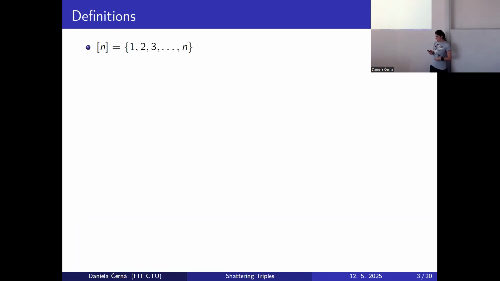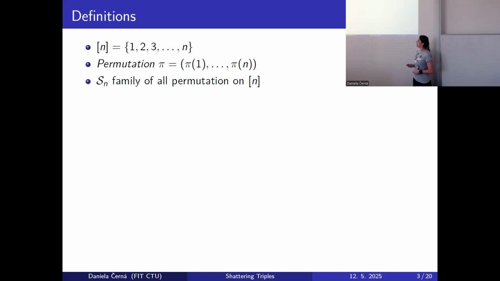So first, by [n] I will just mean the set of integers 1 to n. A permutation is then a bijection, and therefore uniquely determined by this n-tuple. It will mean just the second row of the two-row notation. Do not confuse this with the cyclic notation. By S_n, I will mean the family of all permutations of the same order, n.